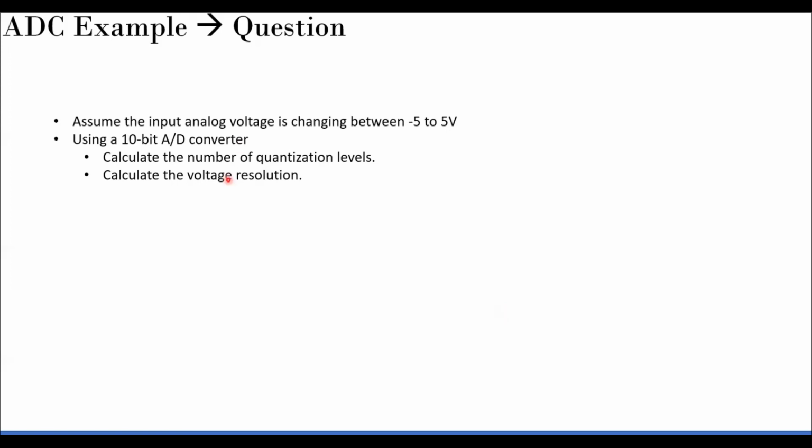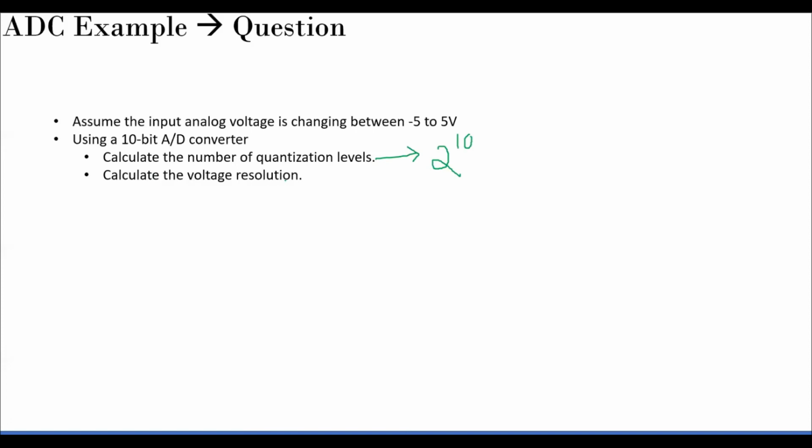Okay, so you might have got the answer. How many quantization levels? You have a 10-bit converter, so obviously you will be dividing the voltage range into 2 raised to 10 levels, right? So 1024 levels you have.